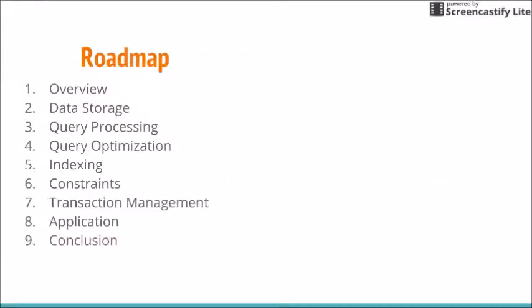Looking at the roadmap for today's presentation, we will give a brief introduction on Neo4j, followed by a discussion on how data is stored in the database, then moving on to query processing and query optimization. We will also talk about important aspects of a database management system, such as indexing, constraints, and transaction management. We will demonstrate our application using some screenshots and conclude our presentation with a video demonstration of our application, which will give some insights on the backend and front-end integration as well as data storage and retrieval in Neo4j.